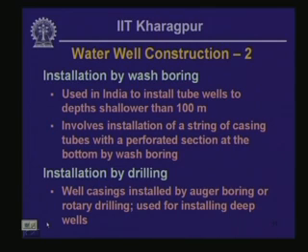You can install the water well by the process of washboarding as well. In India, this is a very common method for installing tube wells that are shallower than, say, 100 meter depth below the ground surface, and what is involved here is to install a string of casing tubes with a perforated section at the tip of the string of casing tubes by the procedure of washboarding that we discussed some time back.